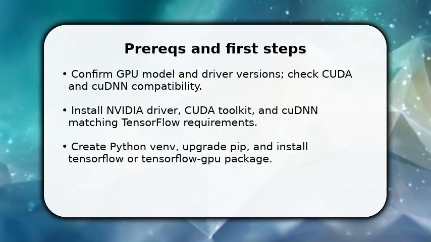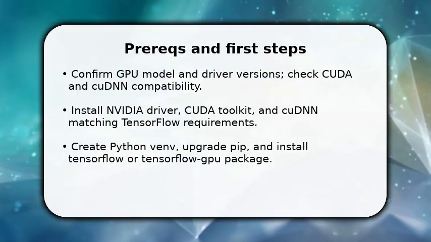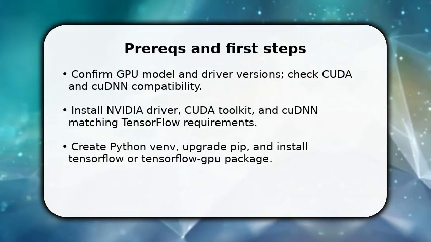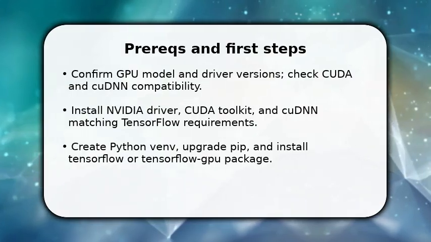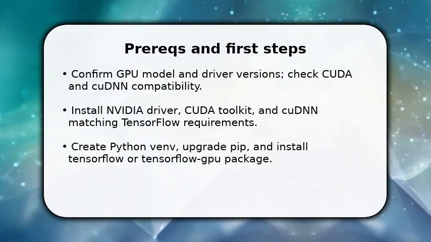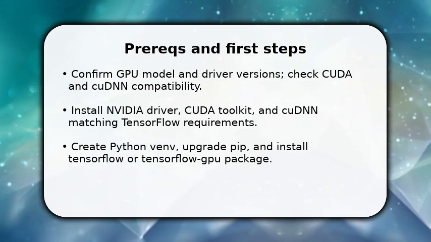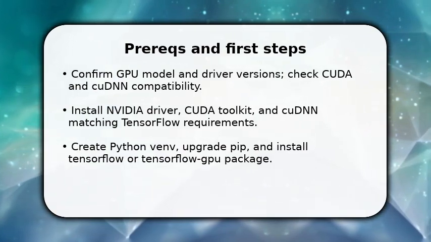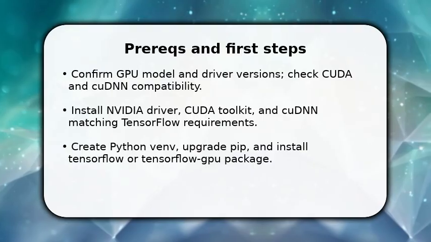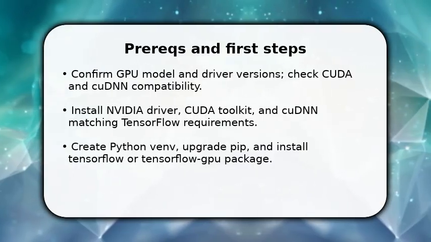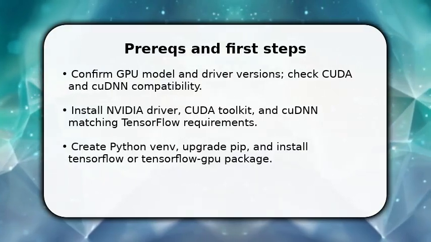Next, create a clean Python virtual environment, upgrade pip, and install the TensorFlow build that targets GPU support. Make sure binary and library paths are exported, so the runtime can find CUDA and cuDNN libraries when loading. Now configure the runtime environment so TensorFlow can talk to the device.